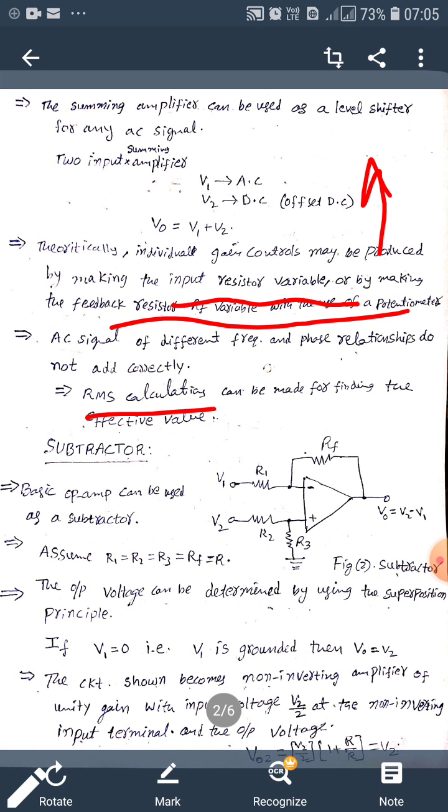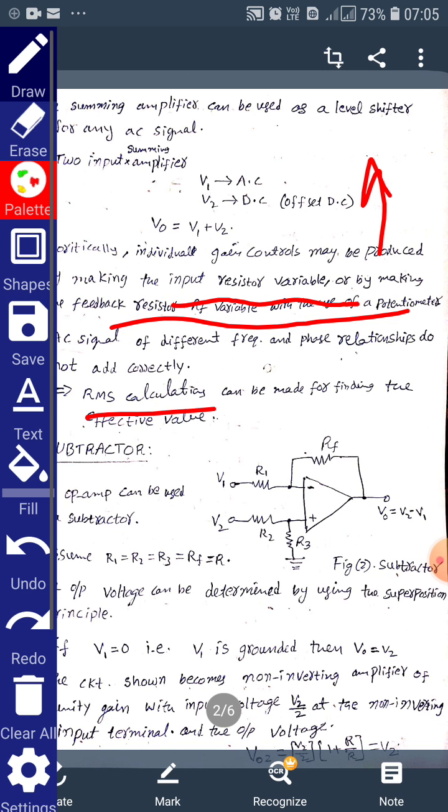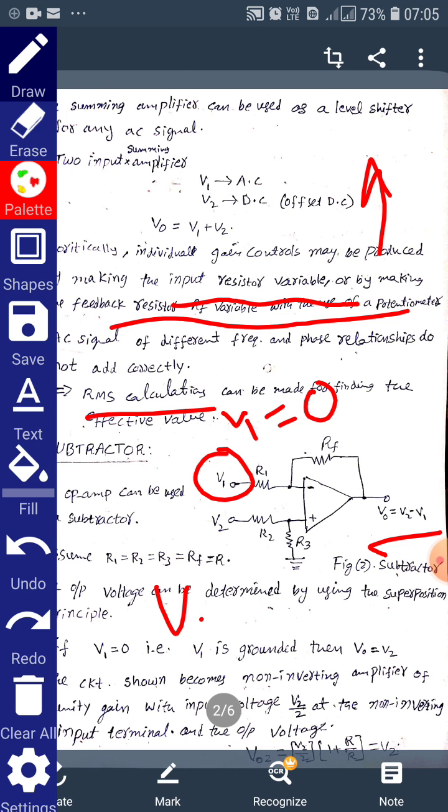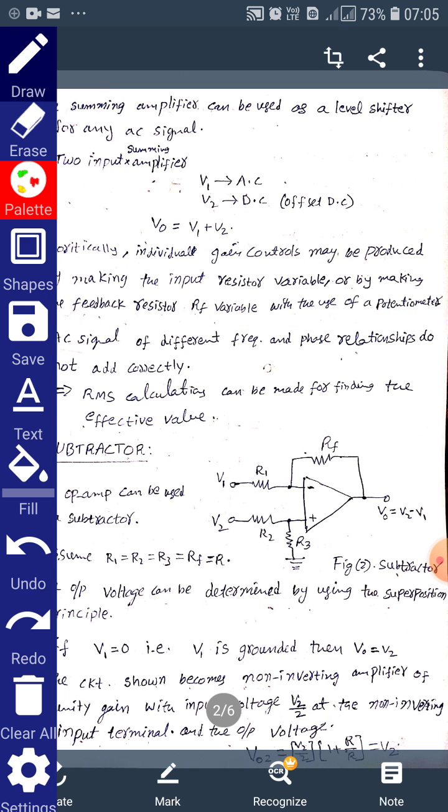If suppose we take V1 equal to 0, that is V1 is grounded, then V0 will be equal to just V2. The circuit shown now becomes the non-inverting amplifier, because here we are taking V1 equal to 0. The equation is V0 equals V2 minus V1. If we apply V1 equal to 0, then V0 finally is V2 minus 0, that is V2. Since we are getting positive voltage at the output, this is called a non-inverting amplifier.